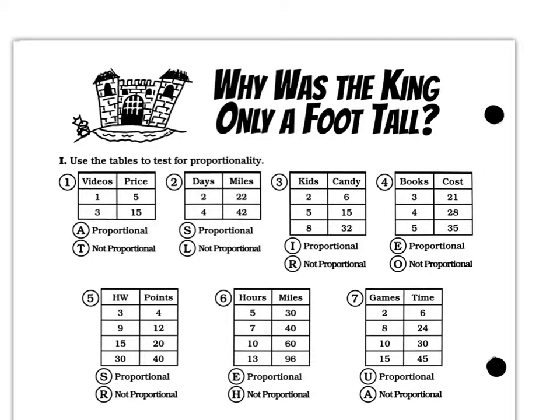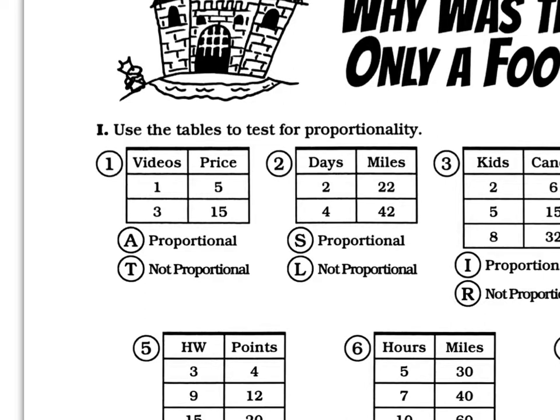So on number 1, you have a table of values here. The videos are 1 and 3, the price is 5 and 15. So you want to know if you divide 5 divided by 1 and 15 divided by 3. Show that. Show 5 divided by 1. What does that equal? And 15 divided by 3, what does that equal? If they are the same, then it's proportional. You'll circle that. If it's not the same, it's non-proportional. Okay, so write down what they're equal to.